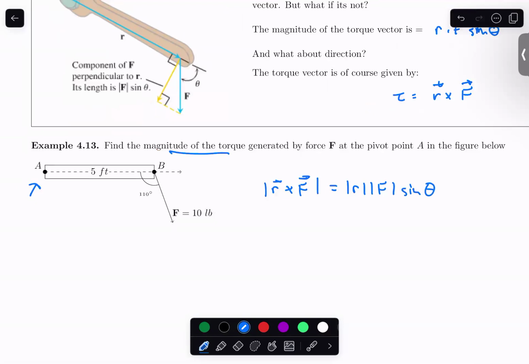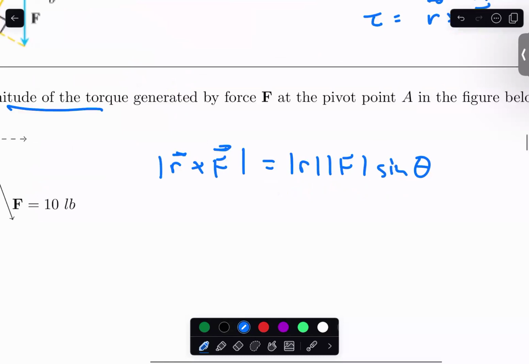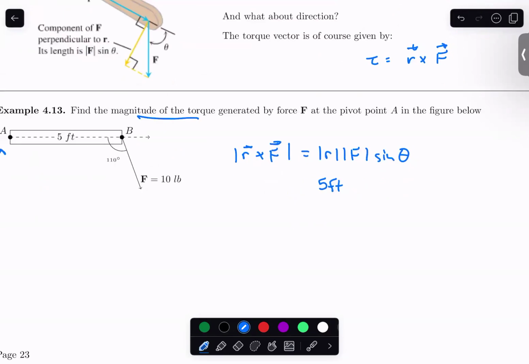Notice that I didn't get particular vectors, right? If they gave me vectors for these things, then I could figure out AB, that'd be not too bad, and then I could calculate out the cross product and then its magnitude. But in this case, I do have lengths, right? The distance between A to B is 5 feet. So again, the radius here is going to be 5 feet. That's the length of that vector there. We have a force of 10 pounds. Again, I don't know exactly what that direction is here, but I know the length of it is 10 pounds.